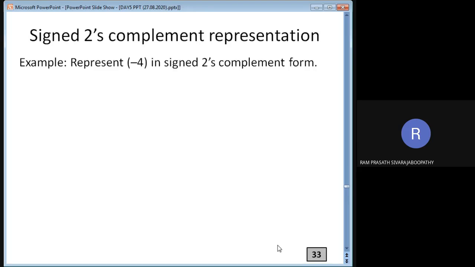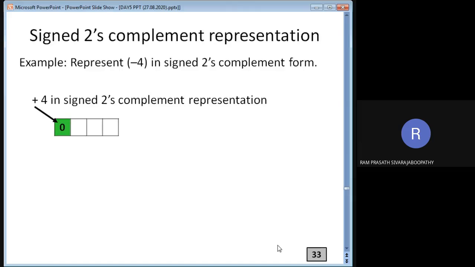So represent minus 4 in signed 2's complement form. Okay, type the answer, you can see yourselves. You just type the answer in normal form, not 8-bit form. There is no need to give me the result in 8-bit form. You just represent it. So first we have to represent +4. So for +4, what do we do first? Plus 0 is put for that. Then we have put 100.